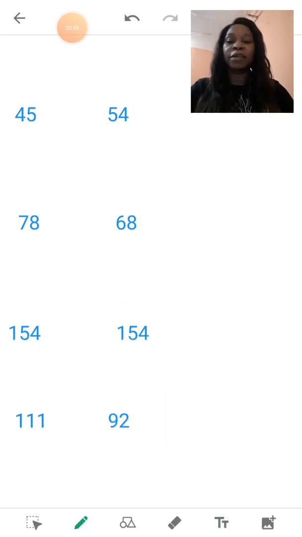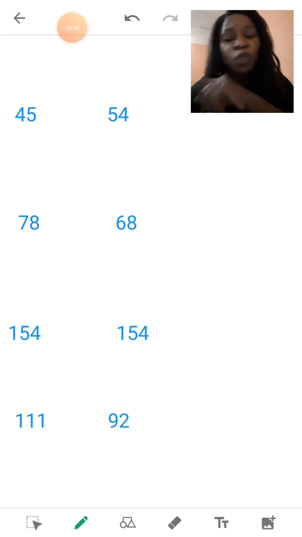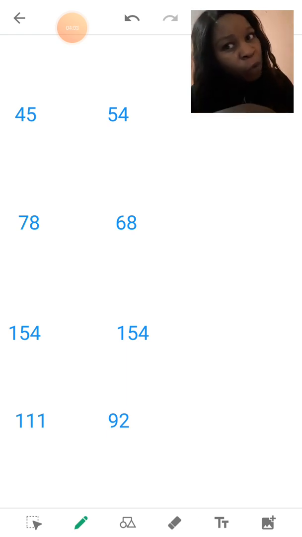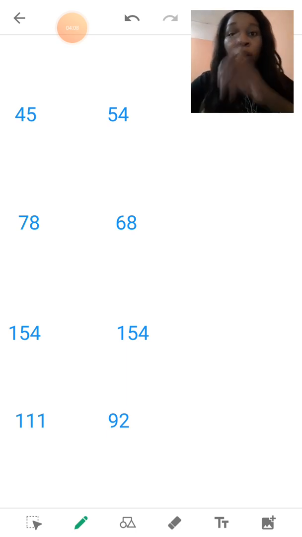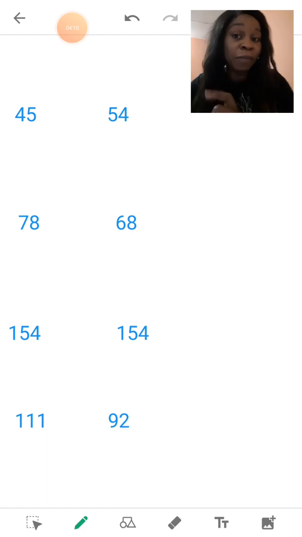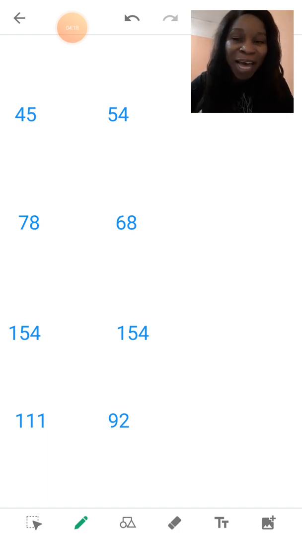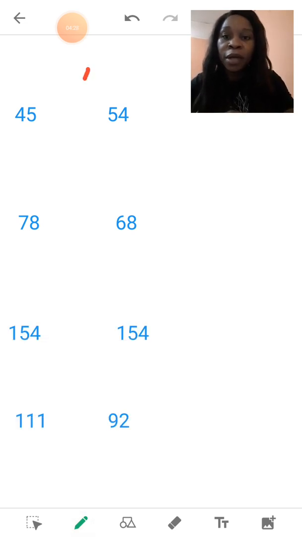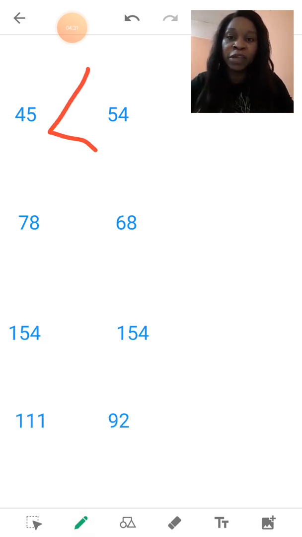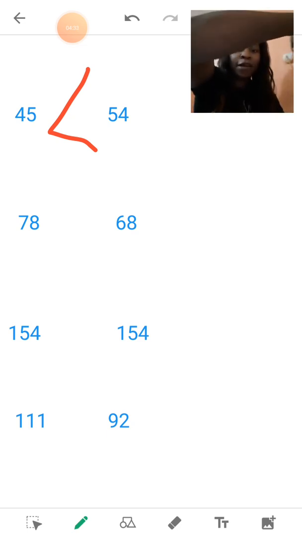Now let's fix the signs. We have 45. The first one says 45 and 54. We want to see if it is greater than or less than or equal to. Now, it's not equal to because they're two different numbers. 45 is smaller than 54. Once the first number is smaller than the big one, we say 45 is less than 54. Did you see that? Less than, left hand, less than.